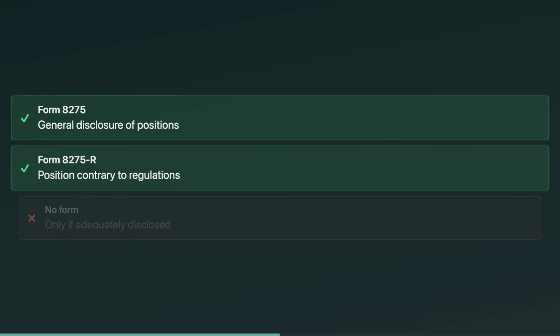Now the big fork in the road: 8275 versus 8275R. Form 8275 is for most uncertain positions. Form 8275R is only for a very specific situation. You're taking a position contrary to Treasury regulations. That's why it's called a regulation disclosure statement. Exam tip: if the fact pattern says contrary to regs, your brain should immediately say 8275R.